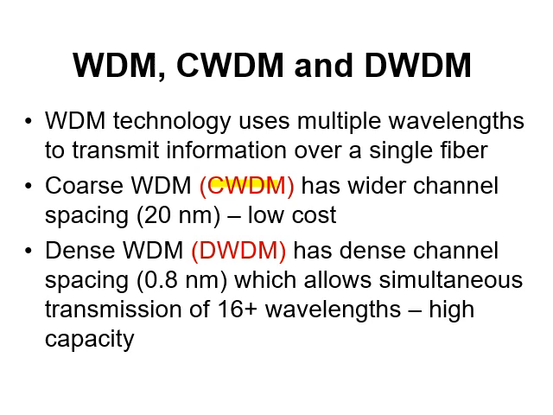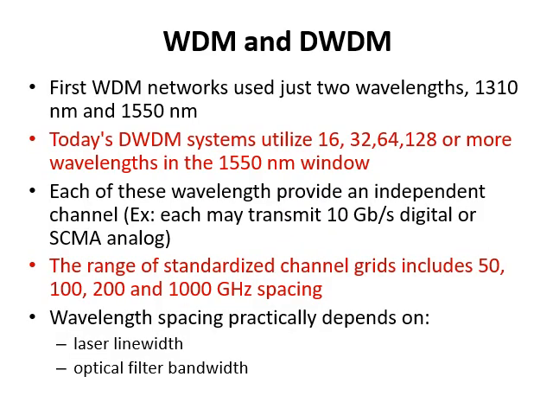All of this, WDM, CWDM or DWDM, is made according to certain standards. These standards are from the ITU-T, the International Telecommunication Union. They specify all these conditions. Normally WDM networks basically use just two wavelengths, ranging from 1310 nanometers to 1550 nanometers. Today, DWDM systems utilize different wavelengths within the 1550 nanometer window.